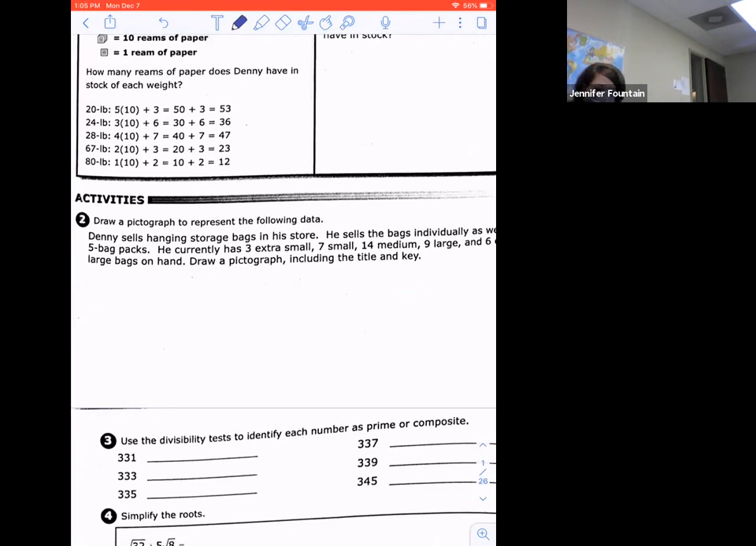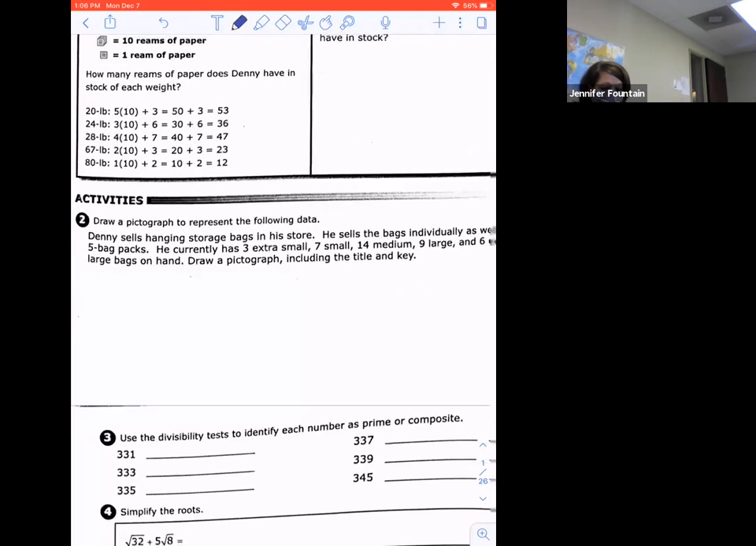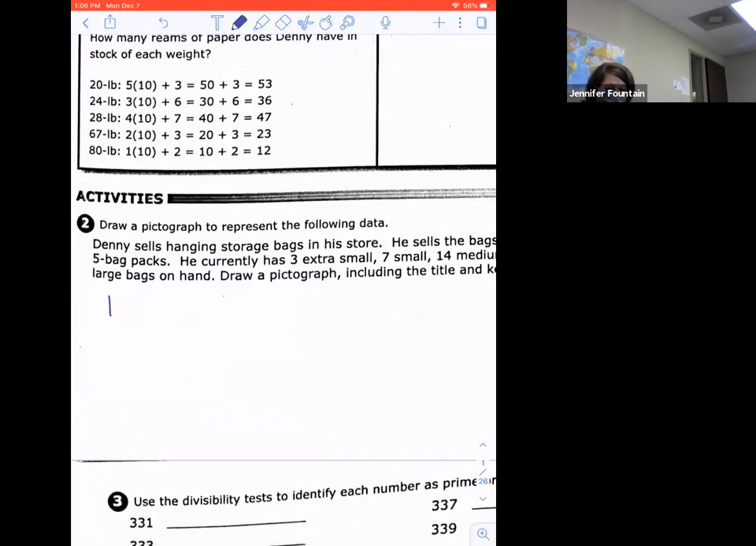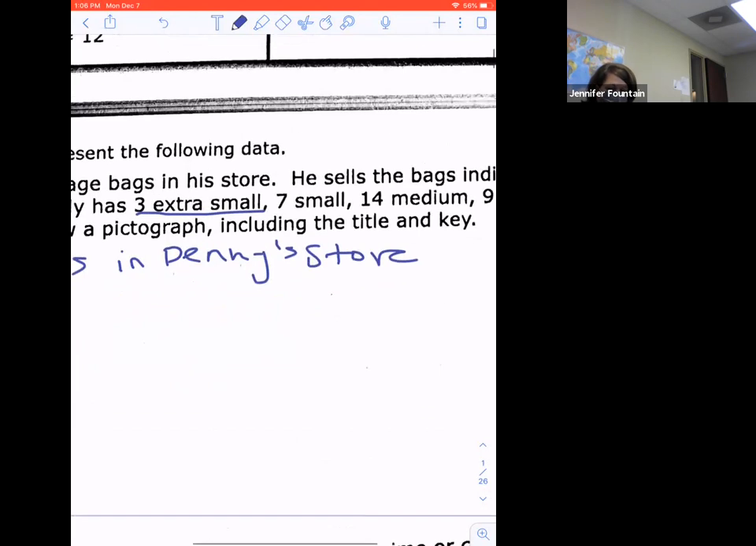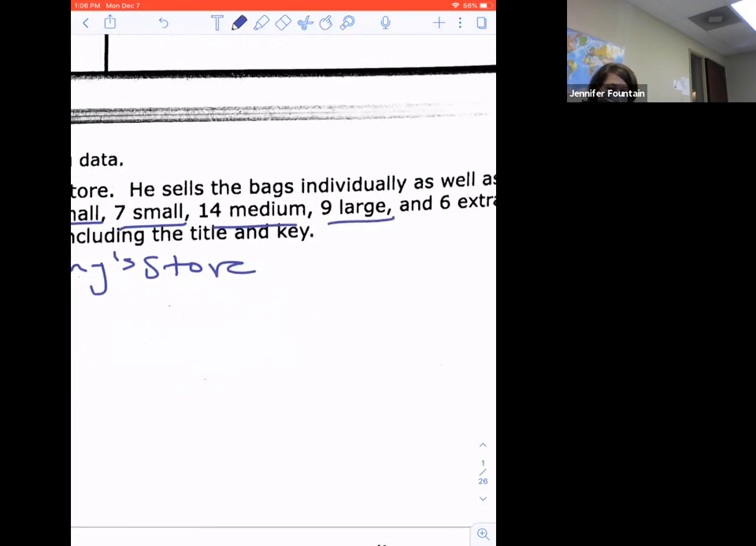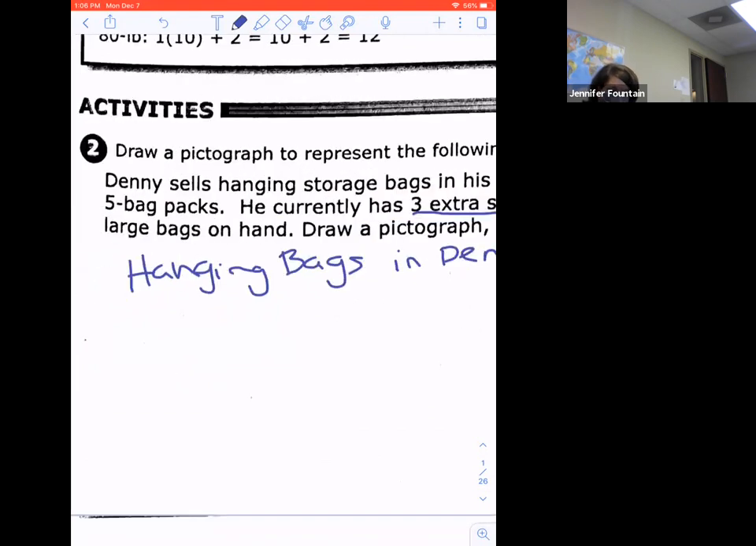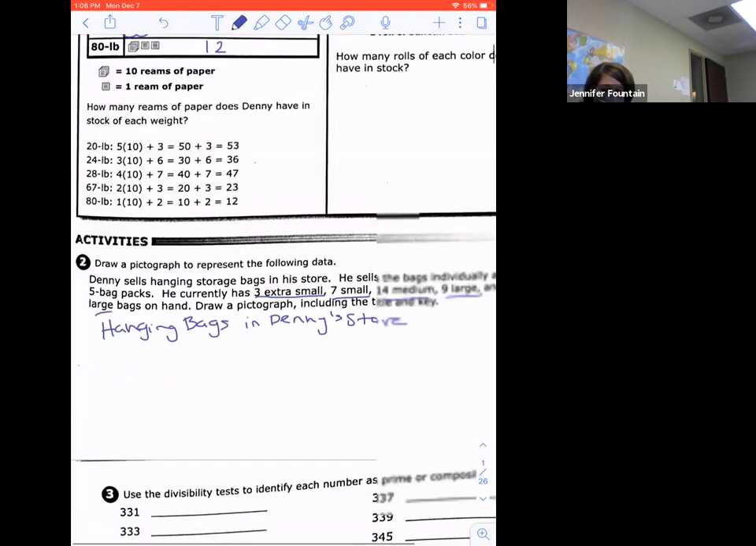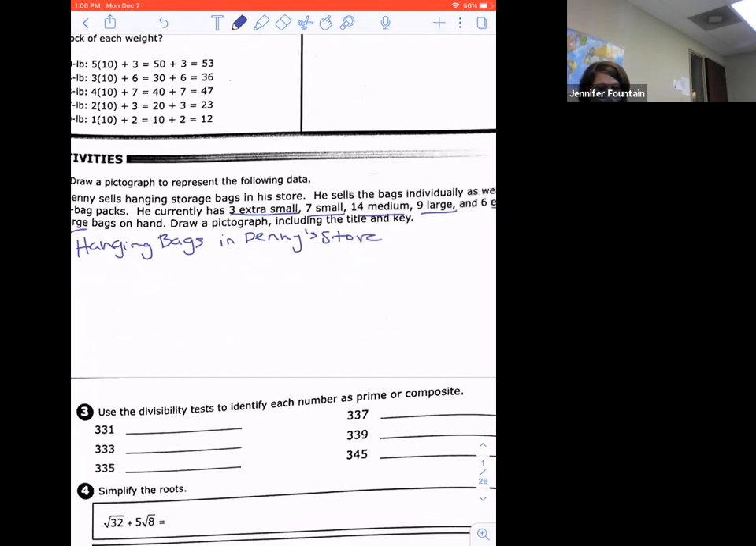All right, so we're going to draw a pictograph. The first thing we've got to do is look at what our title is going to be. What are we trying to draw a graph representing? Hanging bags in Denny's store. Now, how many items are we having to compare here? We know we've got extra small, small, medium, large, and extra large. So how many things is that? One, two, three, four, 5 items.